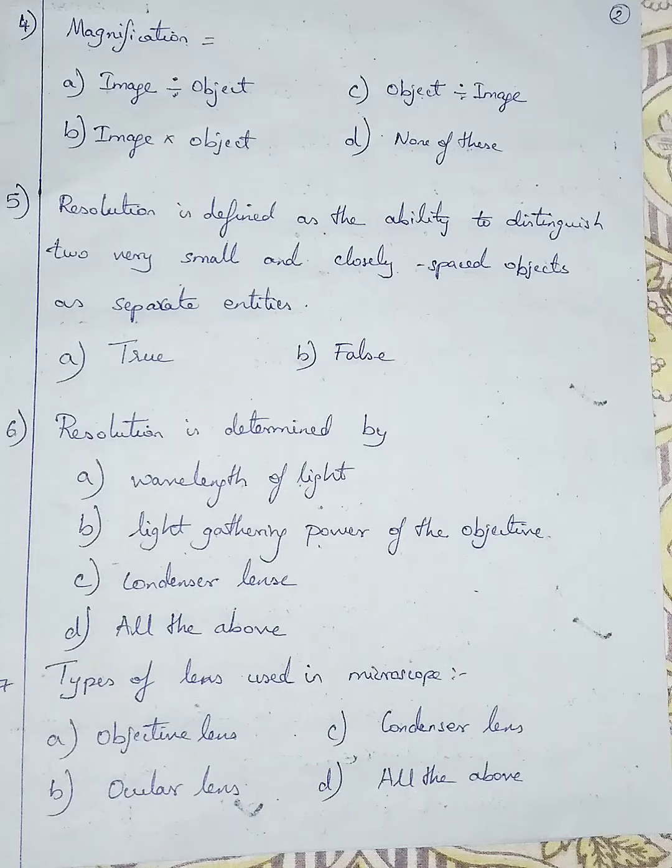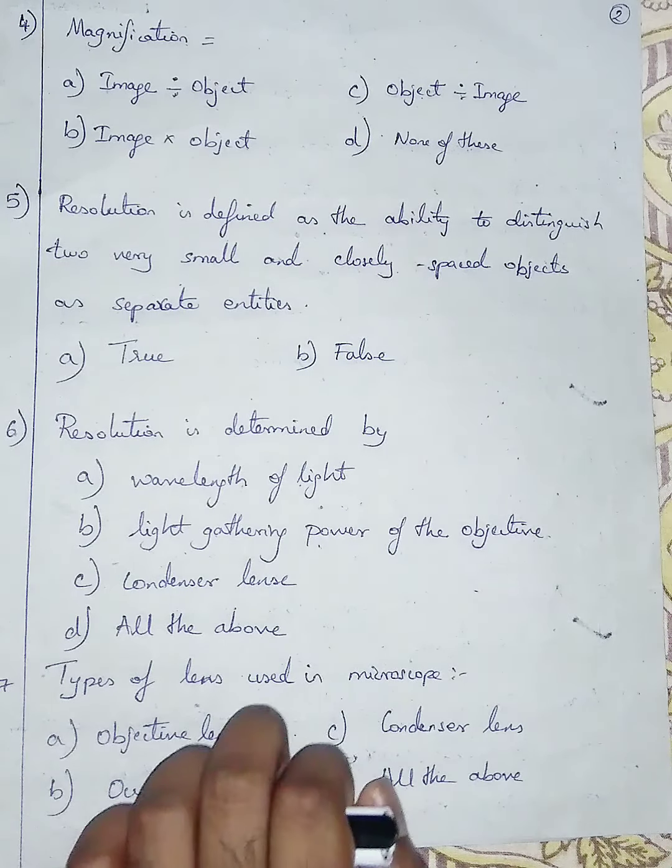Question number 4, what is magnification? Option number A is given as image by object. Option number B is given as image into object. Option number C is given as object divided by image, and option D is given as none of these. Option number A, image by object, is the right answer. Magnification is equal to image by object.